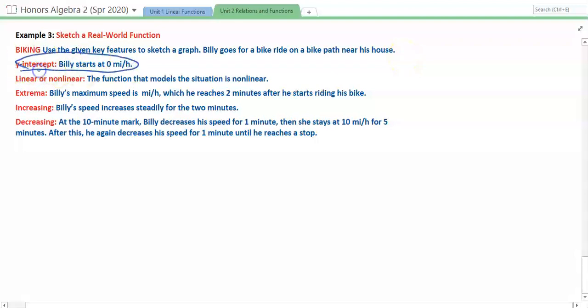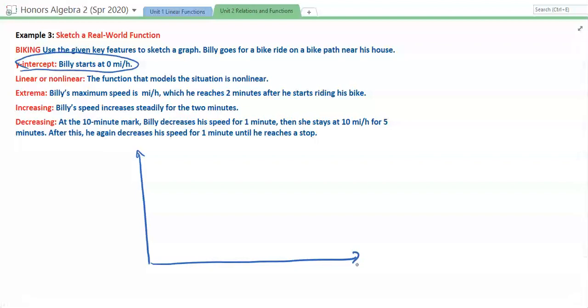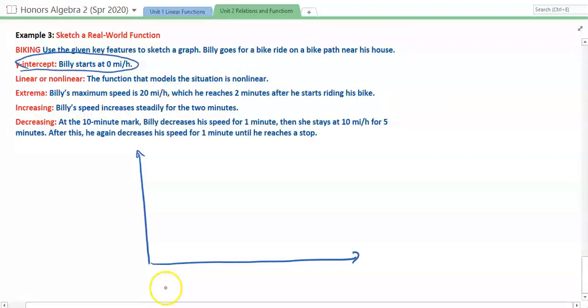We're first told that the y-intercept is 0, so I've got some type of coordinate plane, and we need to decide what our x and y's are. Now, if we're riding a bike, we'd have distance, rate, and time, right? Because those would be the three things that we could use. Well, we're told the y-intercept starts at 0 miles per hour, and that Billy starts at 0 miles per hour, and so our x-axis is going to be time, and our y-axis is going to be speed, because again, we're starting out on this bike ride. And so we started at 0, 0.